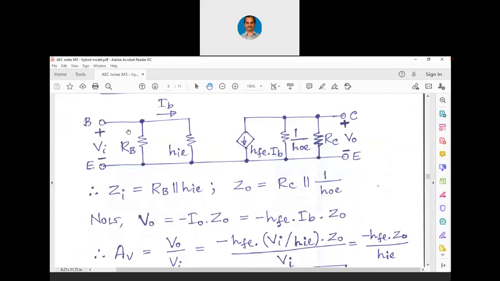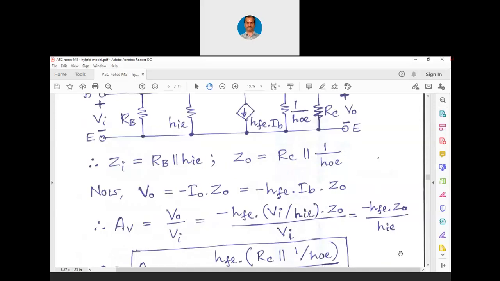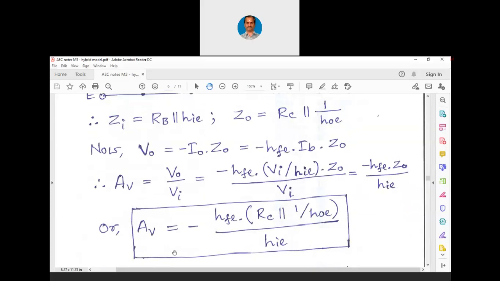We are excluding the RB there because this capital RB is for DC analysis, not for AC analysis. It was meant for setting up the Q point in the middle of the load line. Whereas for AC analysis, the AC signal is across the base itself. So we consider that way. So VI by HIE into Z0 divided by VI, VI gets cancelled. The answer is minus HFE into Z naught divided by HIE. So if at all we have to write the expression for output gain, AV is minus of HFE into RC parallel with 1 over HOE divided by HIE.